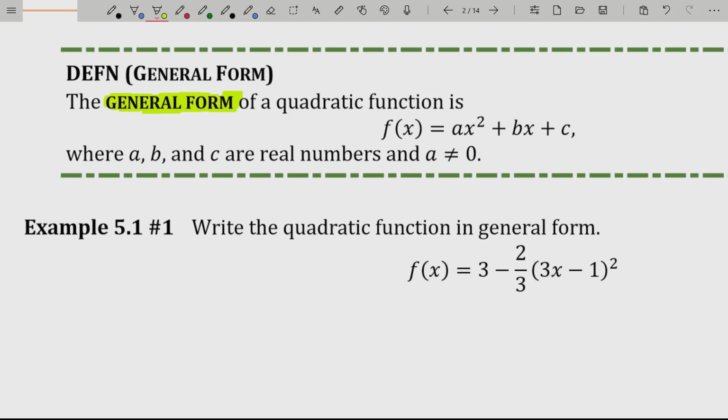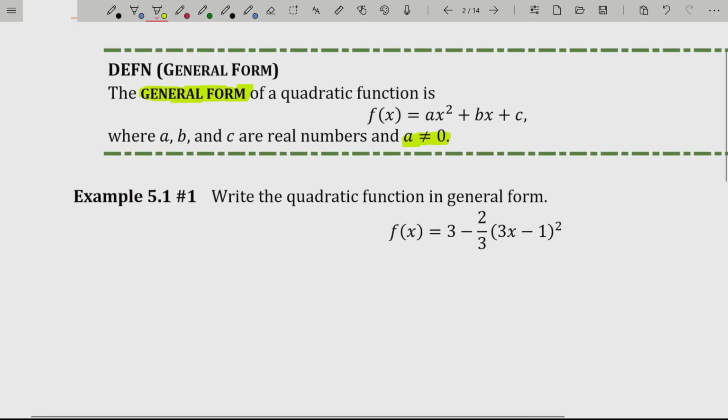A, B, and C in this case would be real numbers, so non-complex. They're complex numbers, but they don't have imaginary parts. And A has to be non-zero. The reason for that is because if A were actually equal to 0, it would then be a line, just bx plus c, which would not be a quadratic.